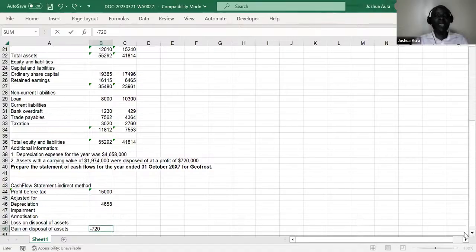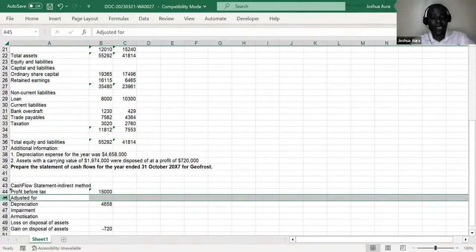Now, ladies and gentlemen, please listen to me very well. I would want you to appreciate this once and for all. We start with profit before tax. Then we have adjusted for. This adjusted for is something very important. It's like a title, so control B to bold it. And then here we have the disposal gain. We can see there was a gain on an asset that was disposed. The others here would be 0, 0, 0 like that.